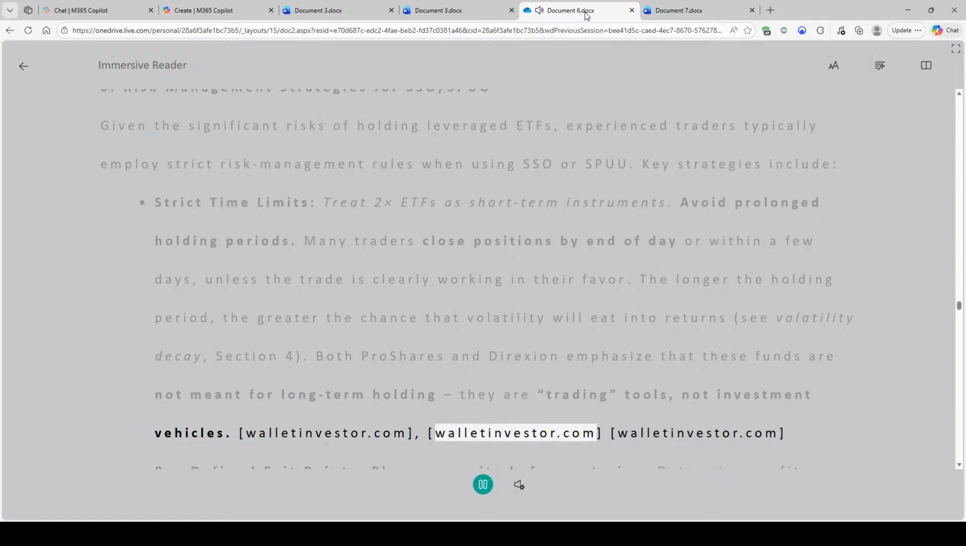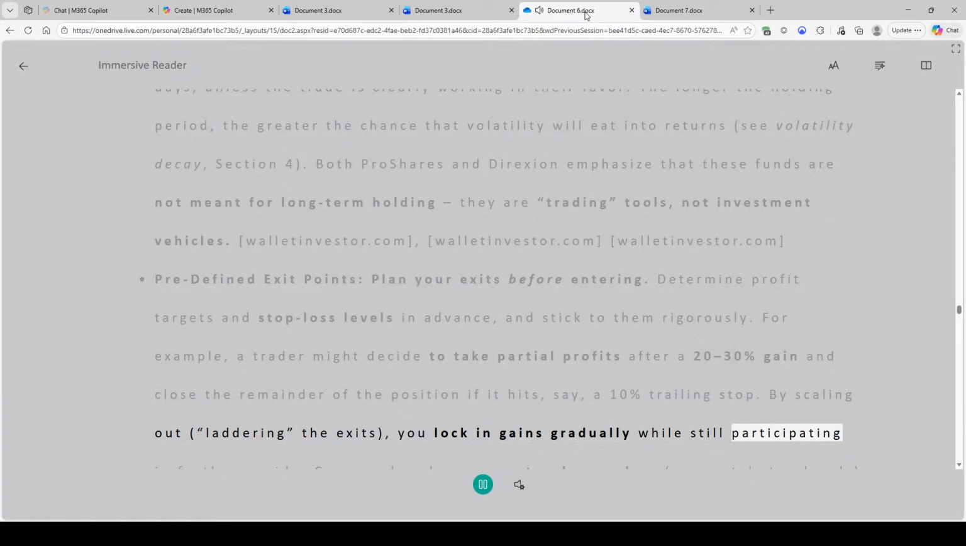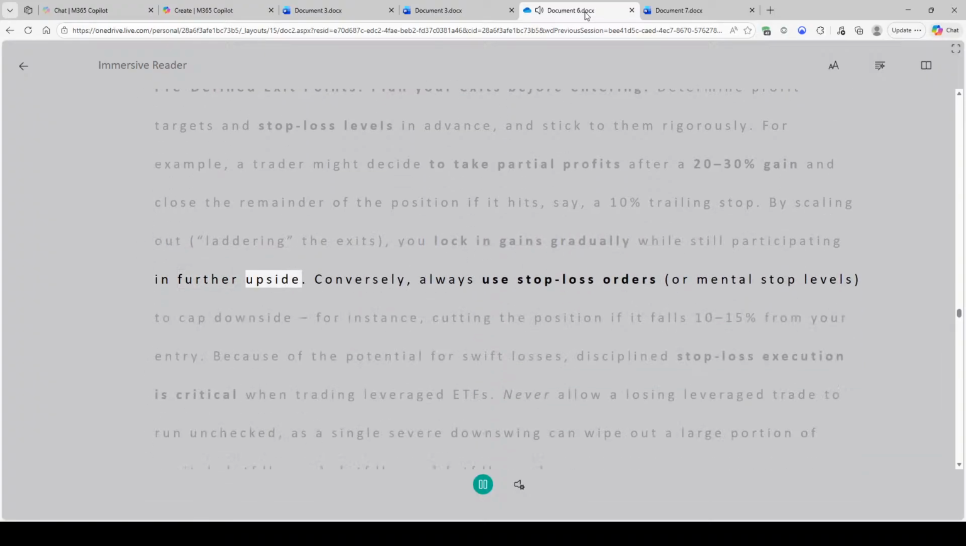Predefine exit points. Plan your exits before entering. Determine profit targets and stop-loss levels in advance, and stick to them rigorously. For example, a trader might decide to take partial profits after a 20 to 30% gain and close the remainder of the position if it hits, say, a 10% trailing stop. By scaling out, laddering the exits, you lock in gains gradually while still participating in further upside.